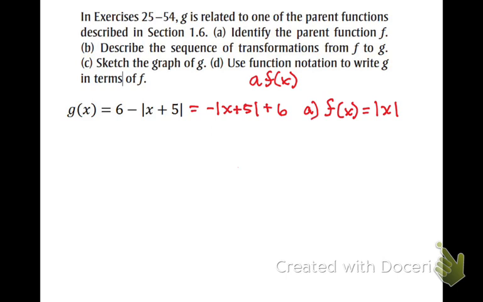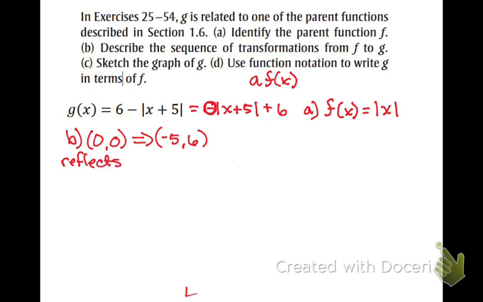Next one is describe the sequence of changes. Well, that's just what's happening. We've done it already. So 0, 0, the vertex goes to where? Negative 5, 6. What's this negative do? This one right here. It flips it. Reflects it over what? X-axis. Okay, reflects over x-axis. Is there anything else going on?